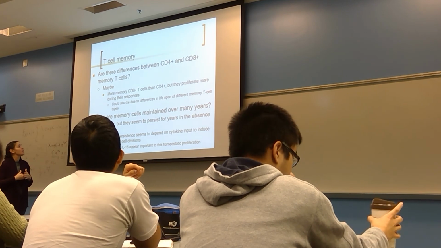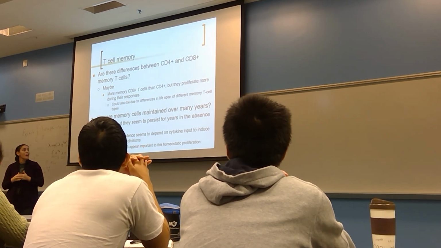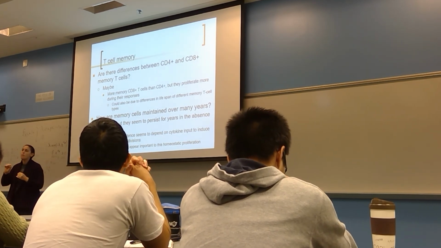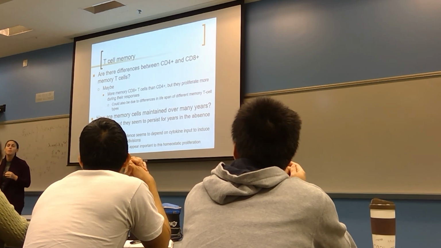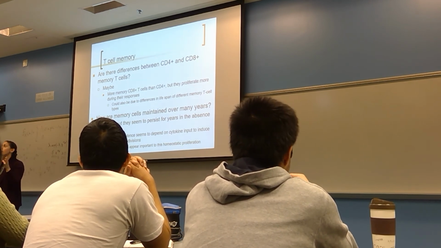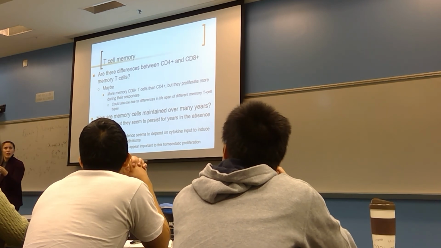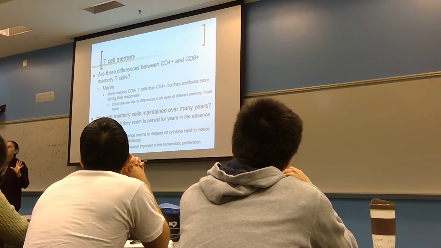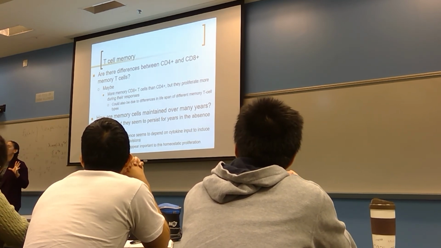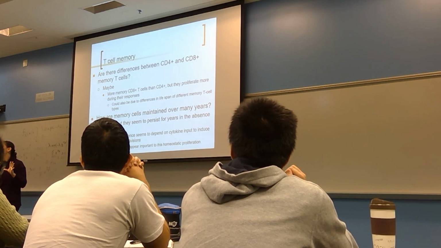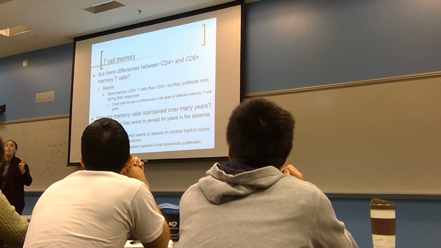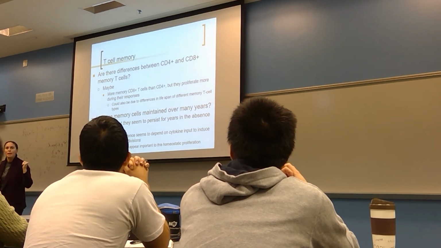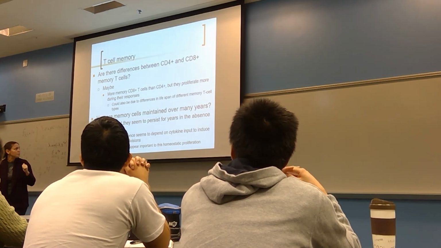How are memory cells maintained over the years? Not sure. Don't know. No idea. The theory is that there might be a persistent cytokine or a persistent antigen presented. It might hold some dendritic cells in a memory state, and so they are able to present. That's a theory that we're not even sure enough to say we're not sure about it. Does that make sense? We don't feel so confident that we're going to put it in a textbook. So we just don't know.